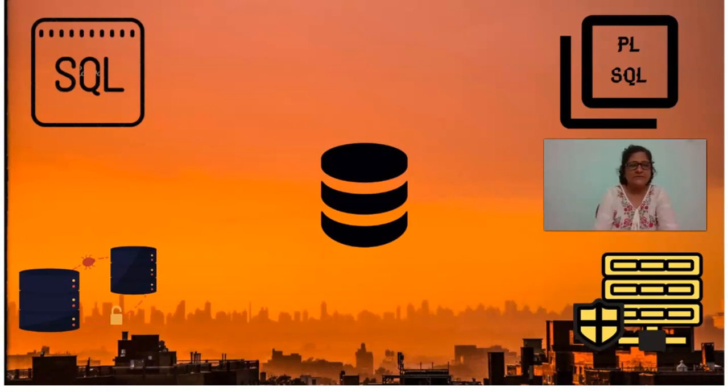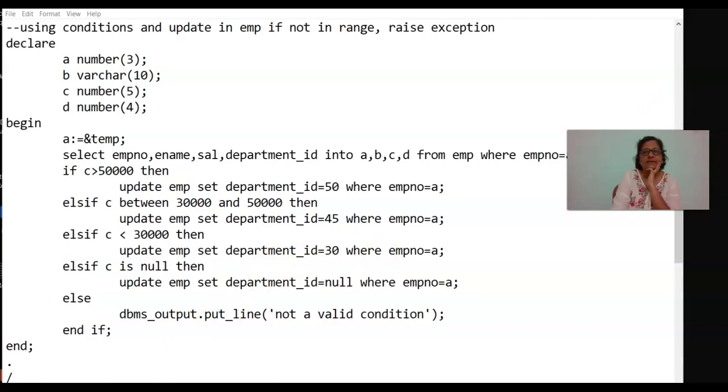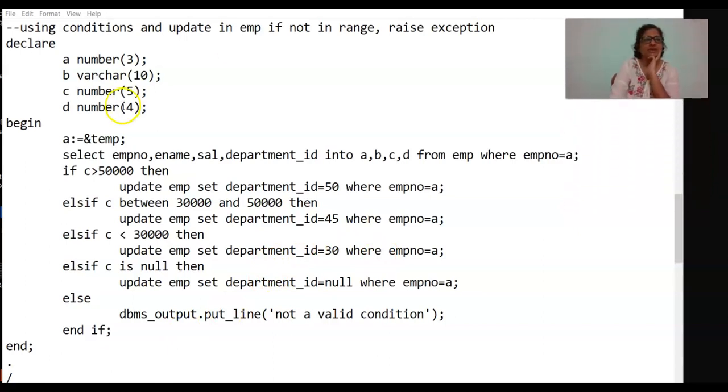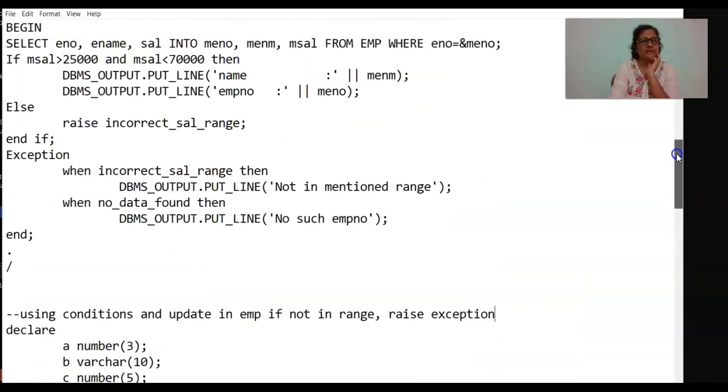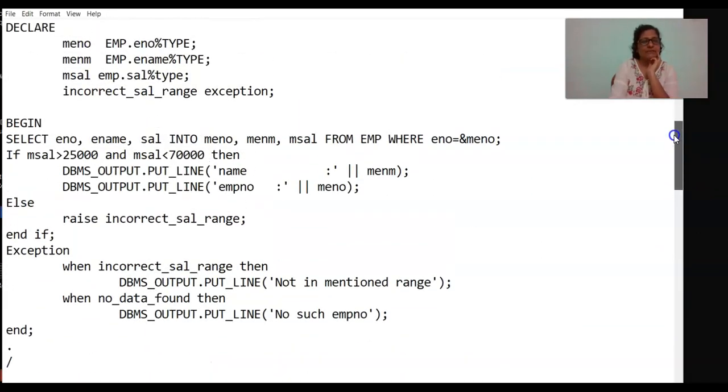So let's start. You can see here the PL/SQL block is written, which is talking about using conditions and update in EMP if not in range and raise exception. That is my comment. So here there is a declaration. Just a minute. I want to tell you something else and then I'll come back to this. I will start with this now.